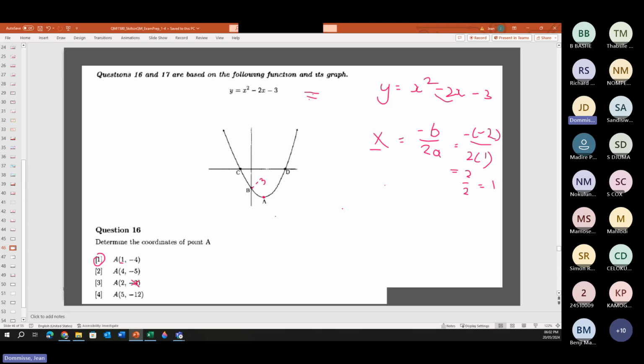To work out what the y is, we can just put it back into the original formula. 1 to the power of 2 is 1. Minus 2 times 1 is minus 2, minus 3. So 1 minus 2 minus 3 is equal to minus 4, which would have given us that turning point, point A.